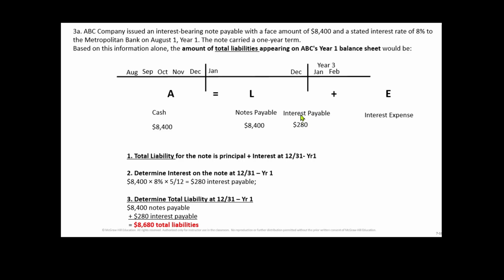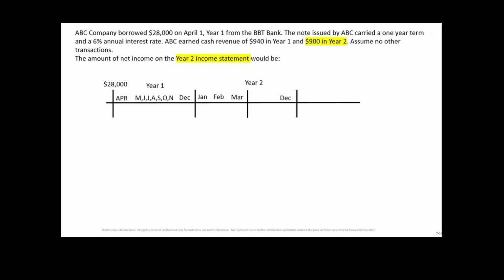280 would go up, the liability would go up 280, and interest expense under equity would be a minus 280, because the liability goes up, then equity is going to go down. So both sides are going to basically stay the same here. And that's how you'd show that on the accounting equation. But all you really had to show was just make this calculation down here. Okay, so let's take a look at the next one.